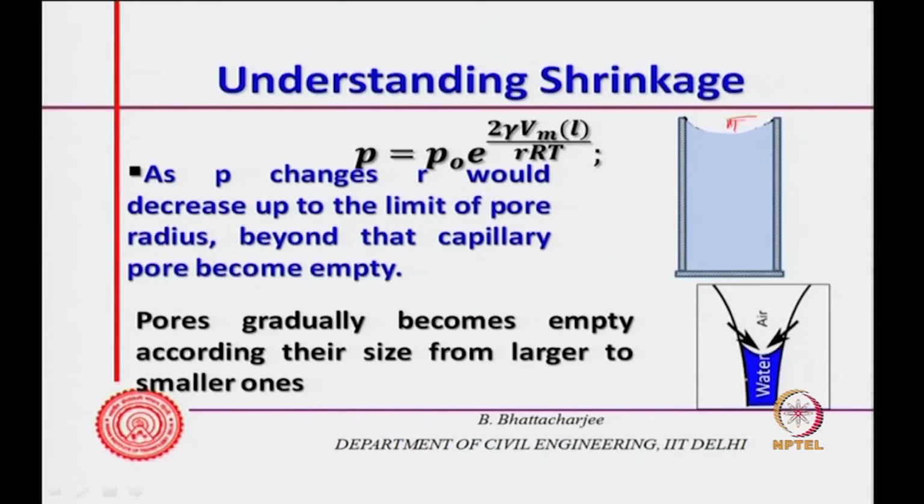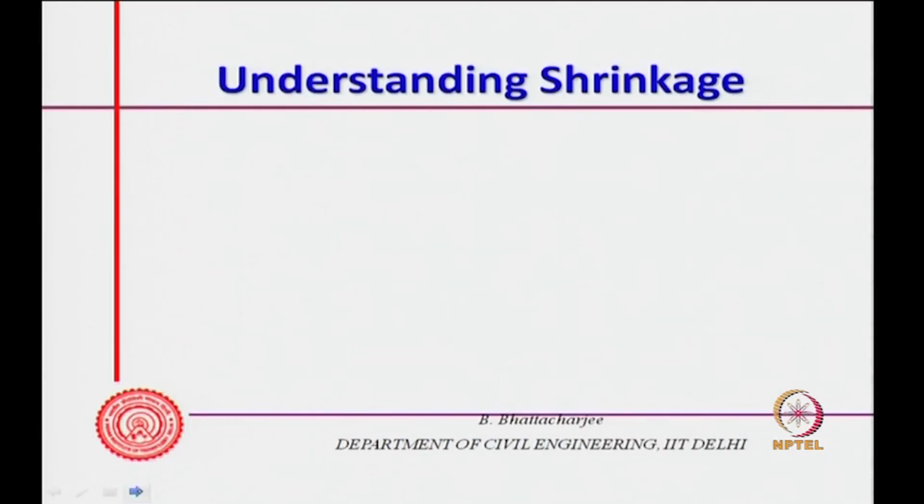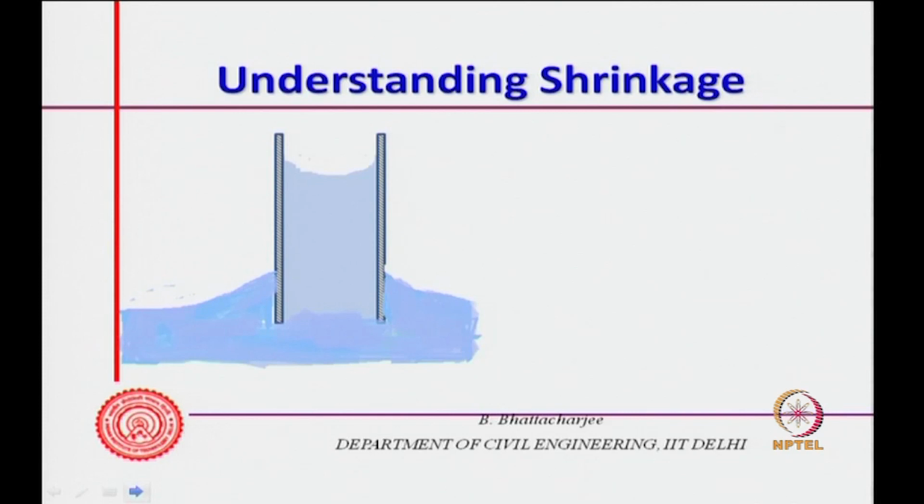That is how drying takes place. Now, how is it relevant to our shrinkage? So, this is what it is. When such drying is actually taking place, this is my capillary, and the equilibrium is existing at this point.